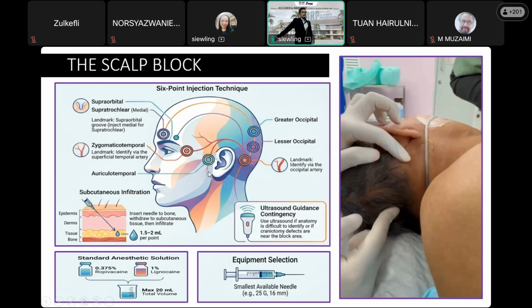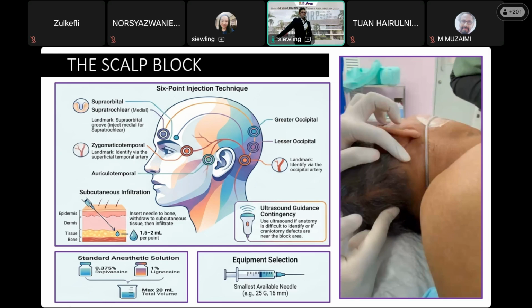Okay, and greater and lesser occipital is determined by palpating the occipital nerve. And from there, we have to inject the local anesthetics. Of course, we have to use the smallest needle because this is quite a painful procedure. And then for the analgesia per se, we usually use a concentration of bupivacaine of 0.375% with 1% lidocaine, and by giving 1.5 to 2 cc's of solution at each location of the scalp block.